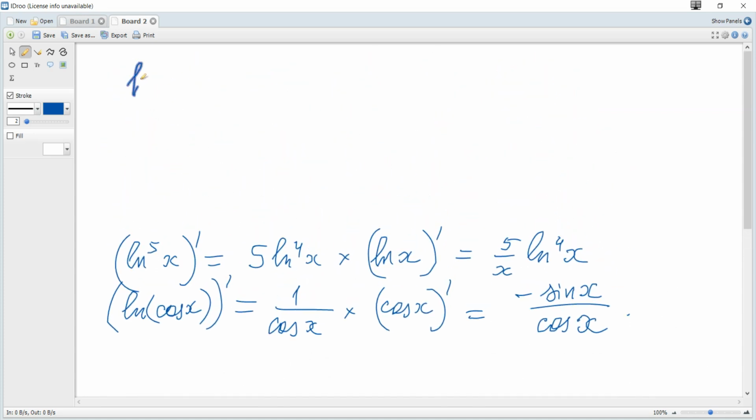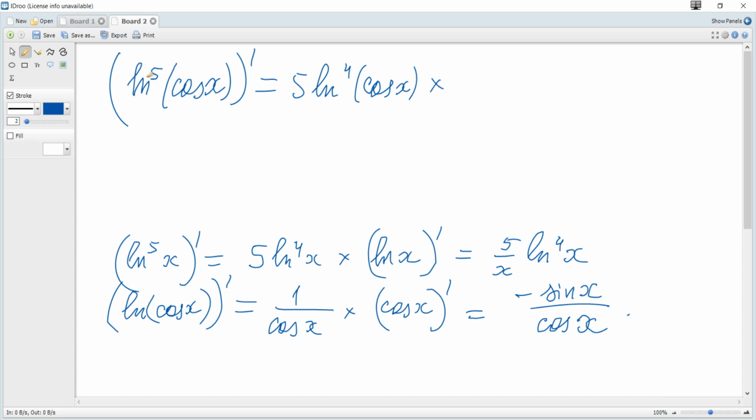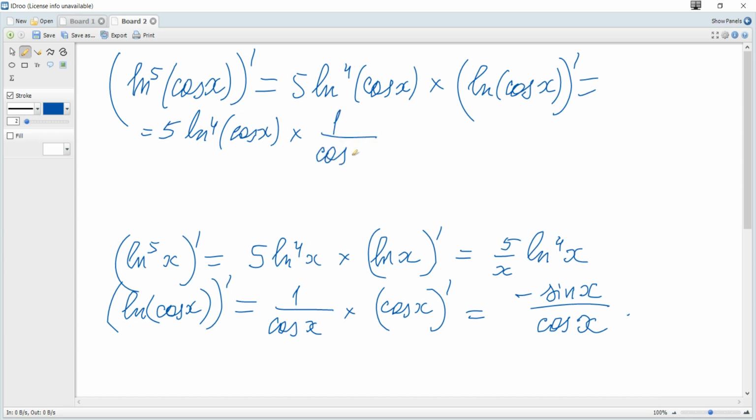If it looks like this, ln to the power of 5 of cosine of x, and we want the derivative, we do it according to the power firstly, so it becomes 5 ln to the power of 4 of cosine multiplied by this derivative, so ln of cosine of x derivative, and we can see that it's again a chain rule and it becomes 5 ln to the power of 4 of cosine multiplied by 1 over cosine multiplied by cosine derivative, which is negative sine of x.